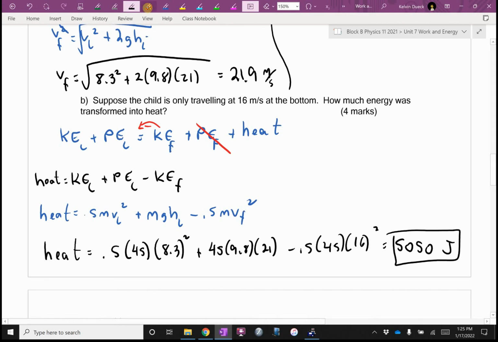I would give you 1 mark for that, 1 mark for that, 1 mark for that, half mark for the numbers, half mark for the answer. Yeah, no need to square root because I'm not getting a squared by itself. Okay? So probably a typo, but we'll look at it.